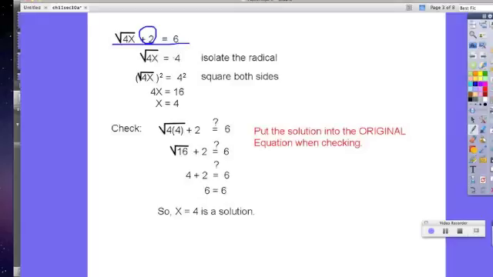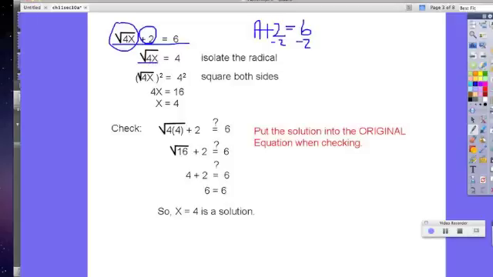This is the same thing as if you had a plus 2 equals 6. How would you get the a by itself? You would subtract the 2. You're doing the same thing right there, because that is a variable. We do not know what this is because we do not know what x is yet. So we've isolated the variable.